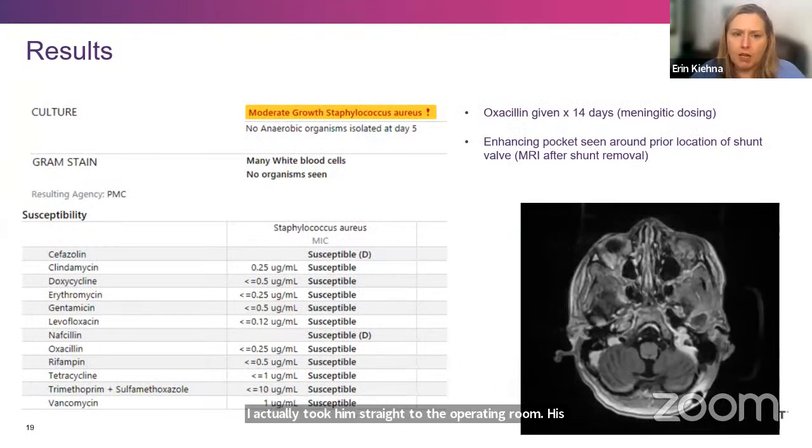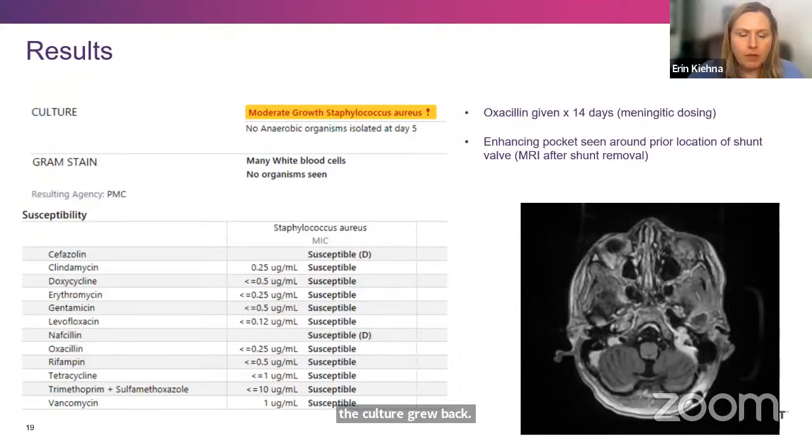His gram stain was actually interesting. It showed no organisms, but white cells. But of course, the culture grew back moderate growth Staph aureus. It was pan-susceptible, which was great. And we ended up giving him oxacillin for 14 days at meningitic dosing. But here's what's interesting: I got a new MRI after I took the shunt valve out, and you could clearly see gross contrast enhancement going everywhere, but the valve had been obscuring it with its metal artifact.